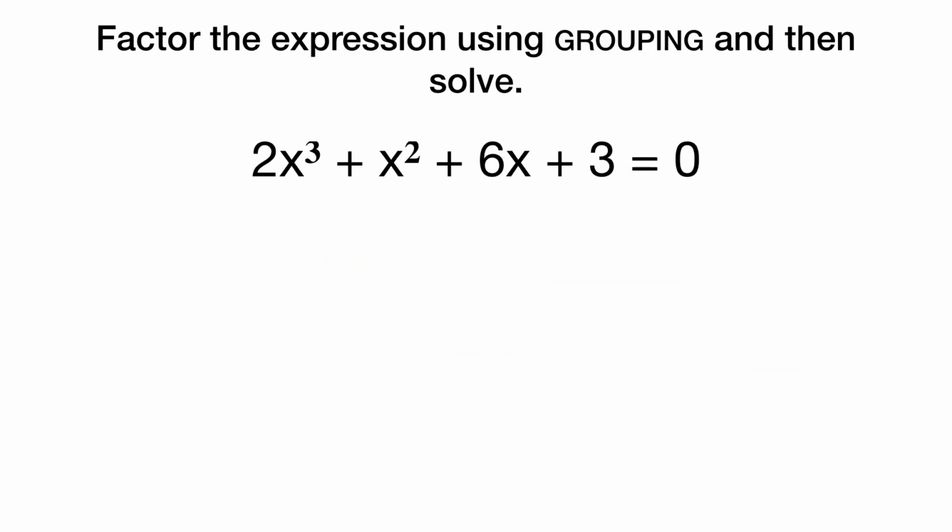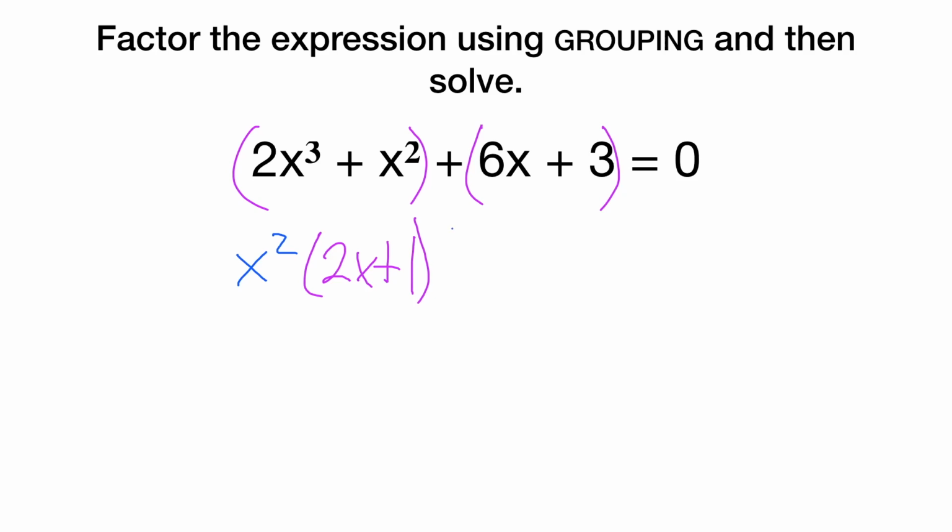Okay, let's try this one right here. Grouping the first two and the second two. So 2x cubed plus 2x squared plus 6x plus 3 equals 0. So our greatest common factor between 2x cubed and 2x squared is x squared. So that becomes x squared times 2x plus 1.